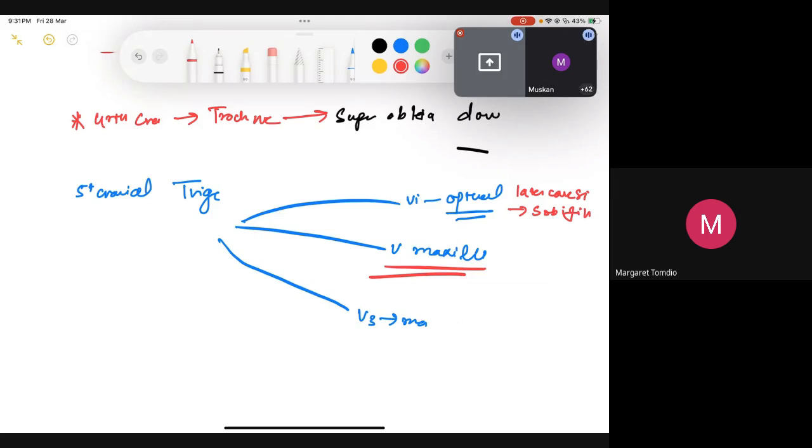So we have maxillary, right? Maxillary is going to enter through a foramen. What's the name of that foramen? Rotundum. Foramen rotundum, perfect. And once it enters the foramen rotundum, it's going to supply the maxillary portion. So here it's going to again move through a foramen. What's the name of that foramen? Inferior orbital foramen. Okay, inferior orbital, and it's going to supply that maxillary area, right?